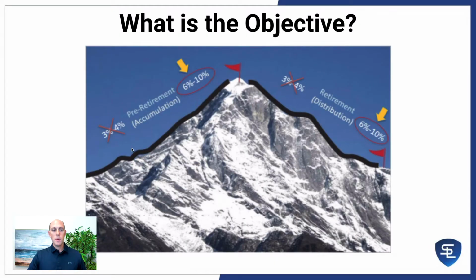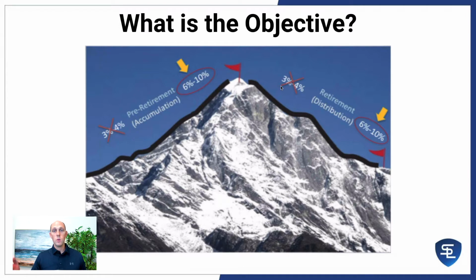And so as we talked about, our objective is not just to get to the top of this mountain, it's to get down safely. Wall Street has programmed us, hey, we got to get a high rate of return going up to the top of the mountain because we're chasing these returns, which is arguable. And that's a whole other sidebar conversation. But if we're going for the 6 to 10 going up, we don't want to only go for 3 to 4% coming down.